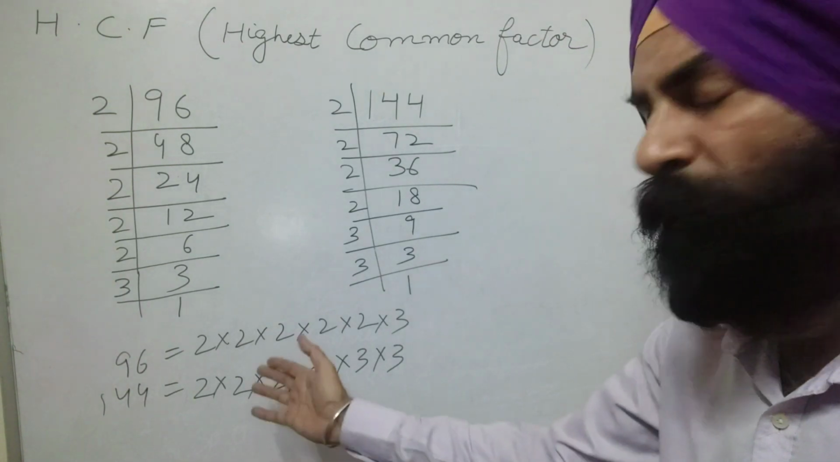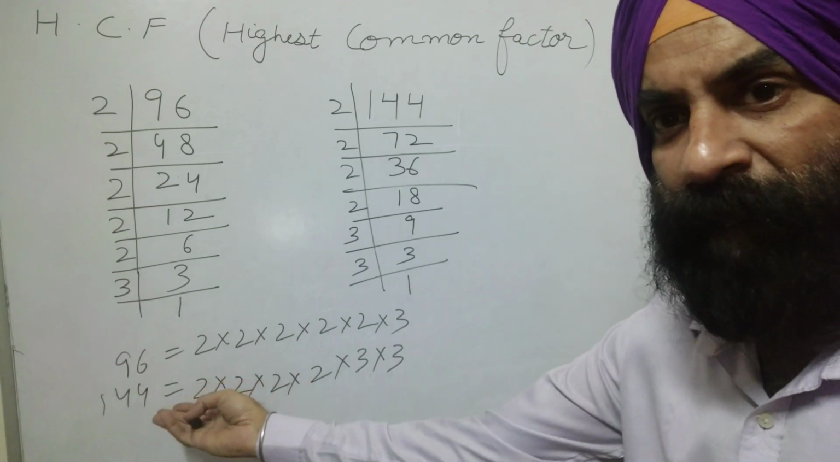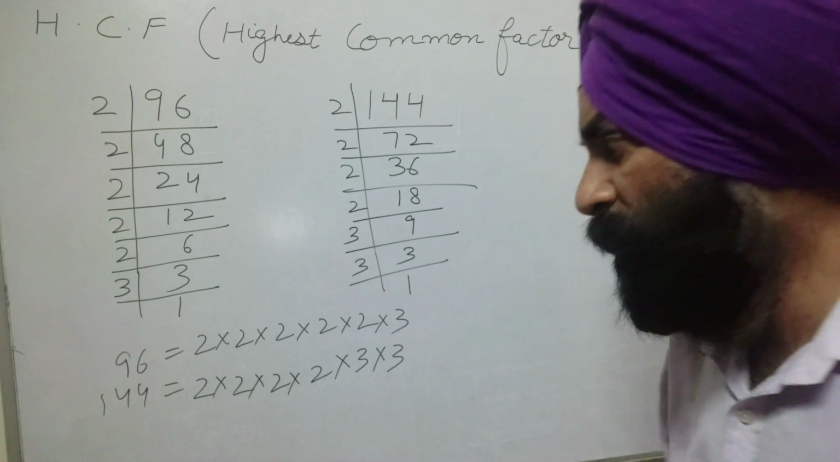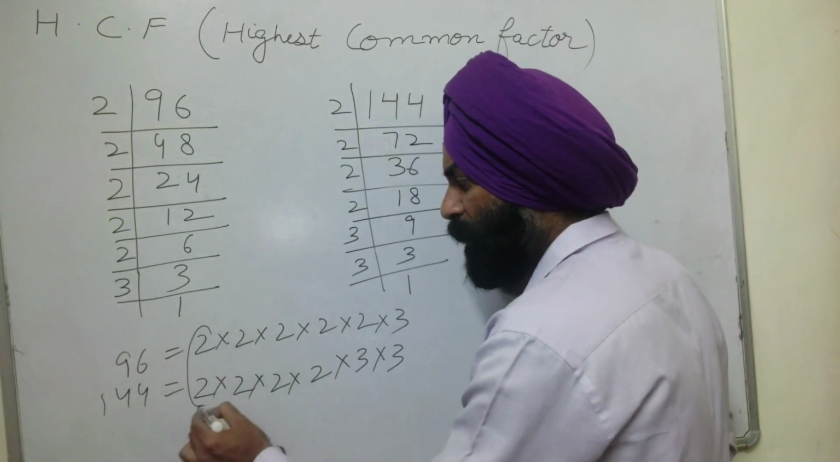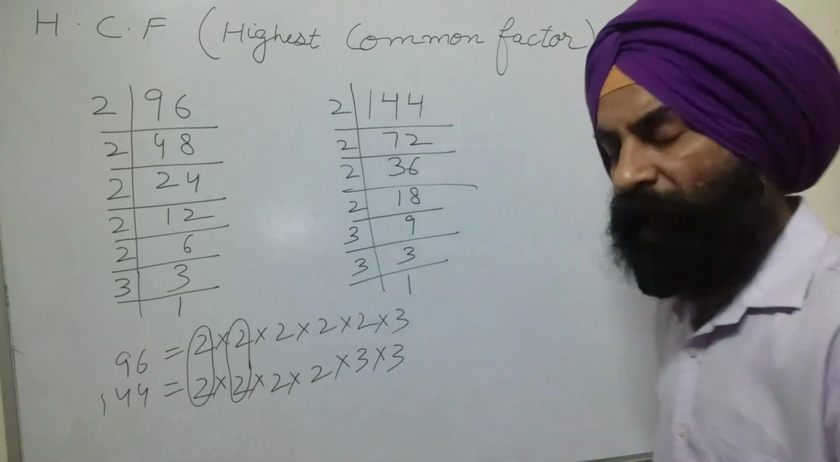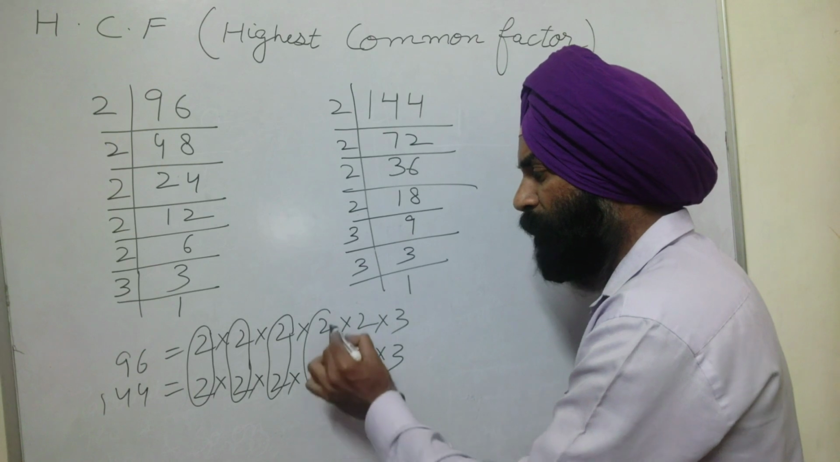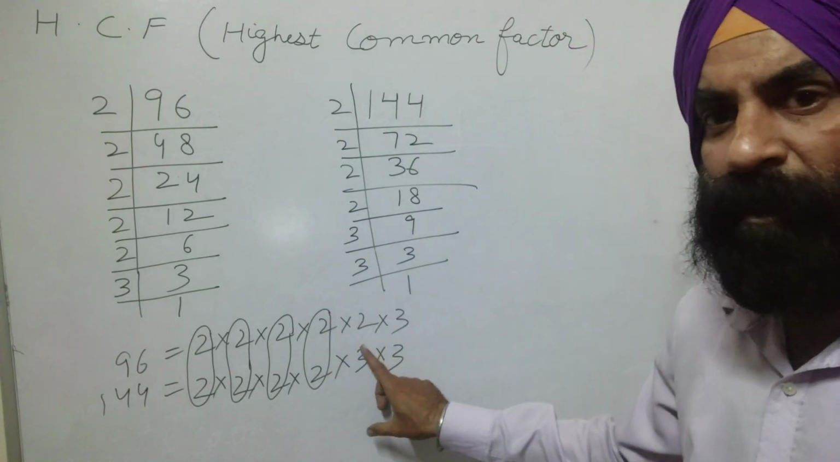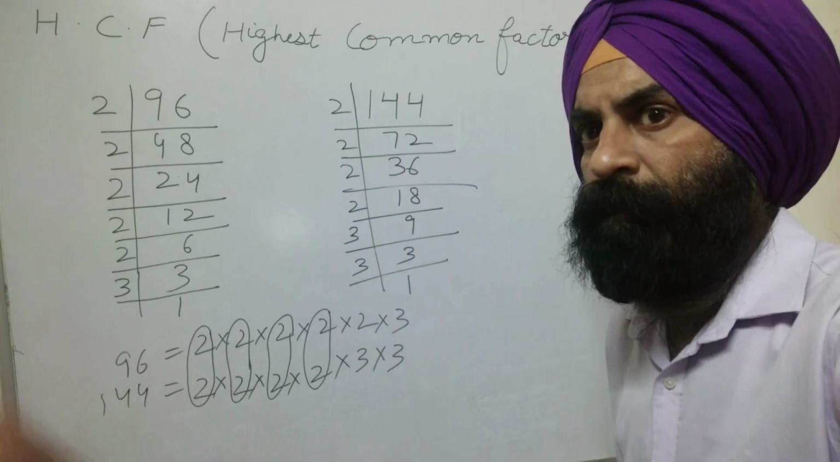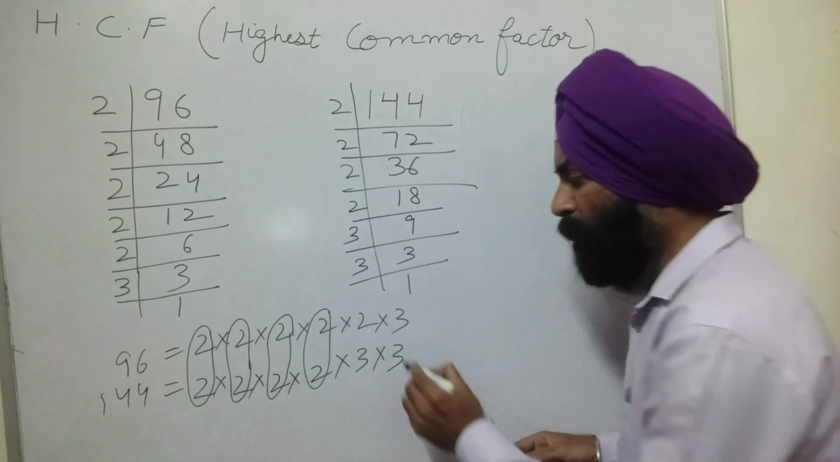Now we will take common factors between both of the groups, the factorization of 96 and 144. So I see here the 2 is common. One more pair, 2 is common. Another pair, 2 is common. Another pair, 2 is common. Now this 2 is not common. And at last we see that only the number 3 is common.